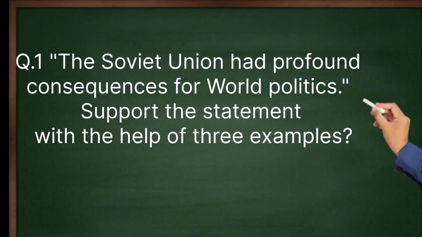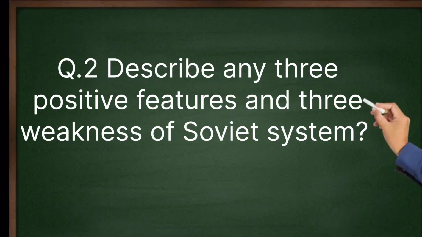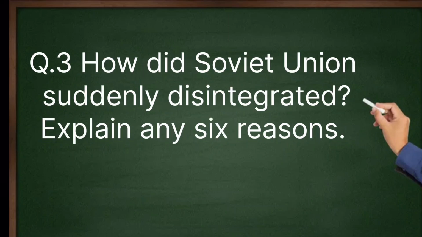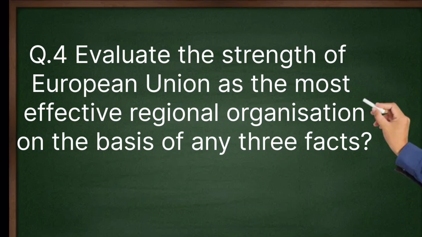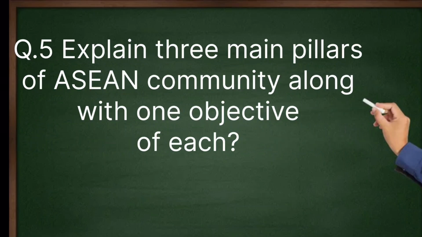The Soviet Union had profound consequences for world politics. Support the statement with help of 3 examples. Describe any 3 positive features and 3 weaknesses of Soviet system. How did Soviet Union suddenly disintegrate? Explain any 6 reasons. Evaluate the strength of European Union as the most effective regional organization on the basis of 3 facts. Explain 3 main pillars of Asian community along with one objective of each.